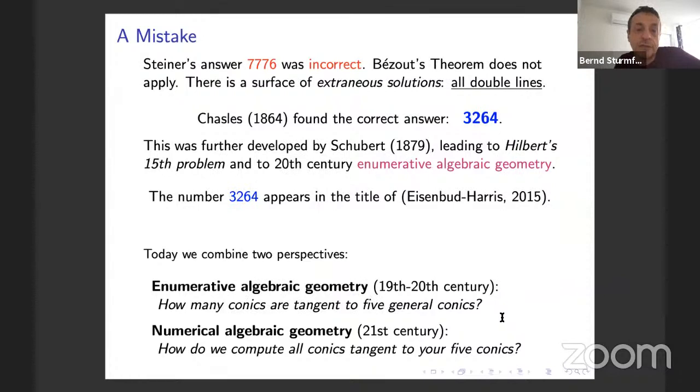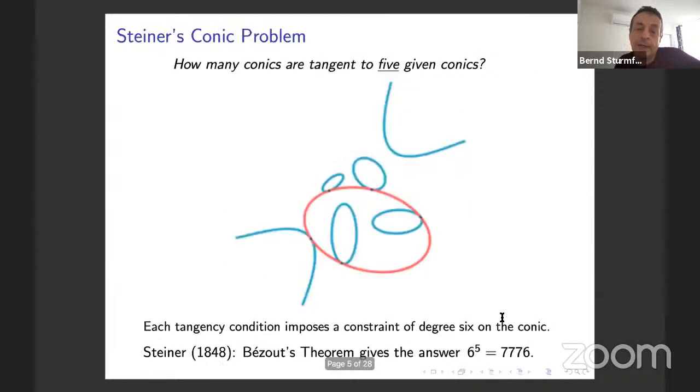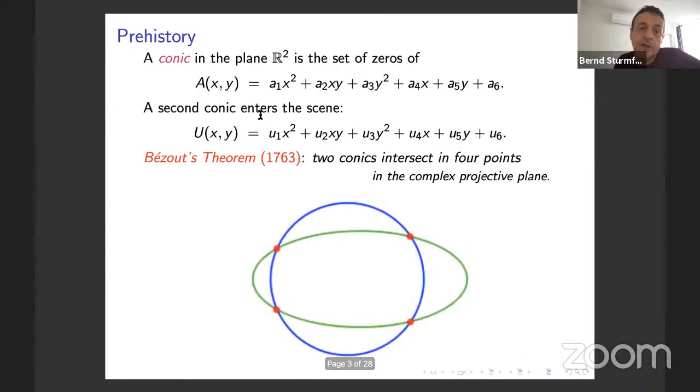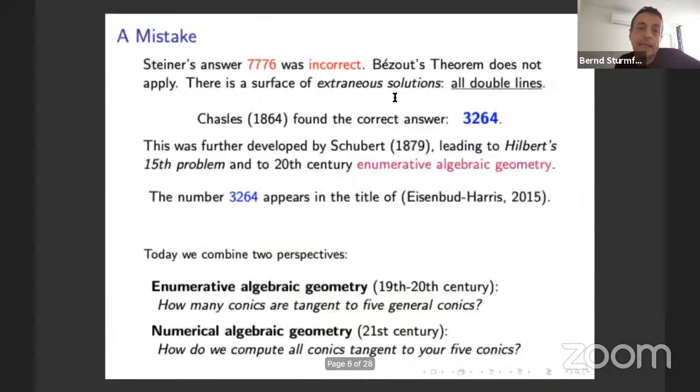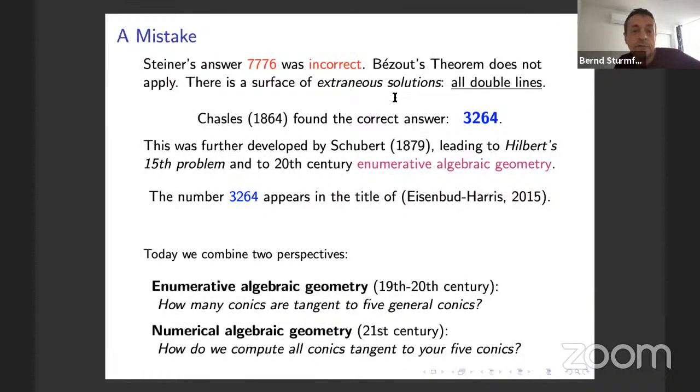There's 2 degrees of freedom, a surface worth of extraneous solutions, namely all the double lines. So what do I mean by a double line? Well, a double line is a conic whose defining equation is the square of a linear equation. So if you take a linear expression, a constant x plus a constant y plus a constant, squared, then that has the property that the Jacobian determinant will always vanish. And that means that a double line is tangent to any other conic, and there's 2 degrees of freedom, a surface worth of double conics. So we have to take out this extraneous surface.